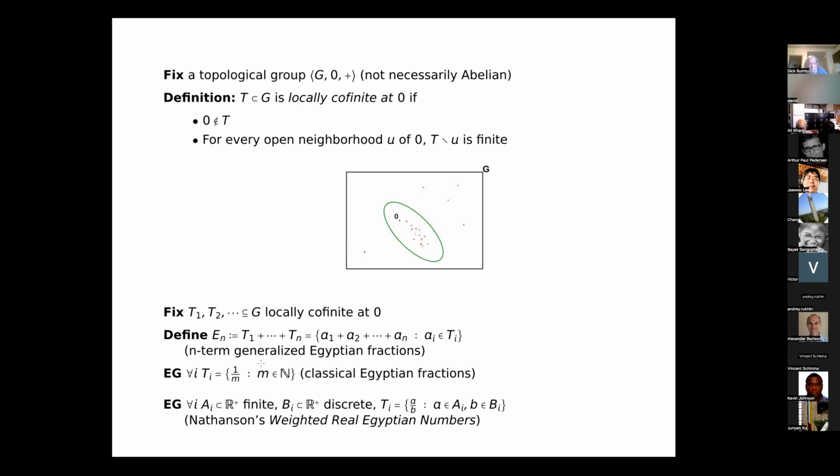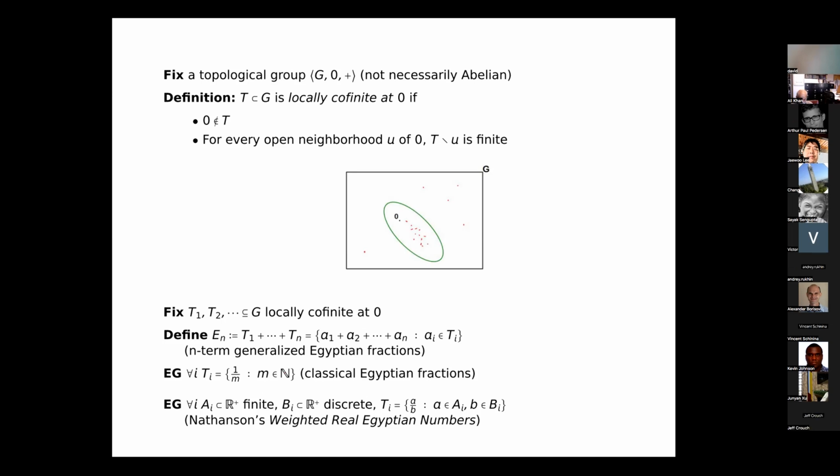And then Mel's weighted Egyptian real numbers were doing something similar, but T sub i would be fractions where the numerator is from some finite set, where the finite set may change from index to index, and the denominators are from some discrete, possibly infinite discrete subset of R plus. But if you do that, it's not so hard to see that this T sub i is still locally cofinite at zero. And so if we add up n of those, we get what Mel called a weighted real Egyptian number. So those are special cases in the reals for this notion that makes sense anyway in groups with topologies.